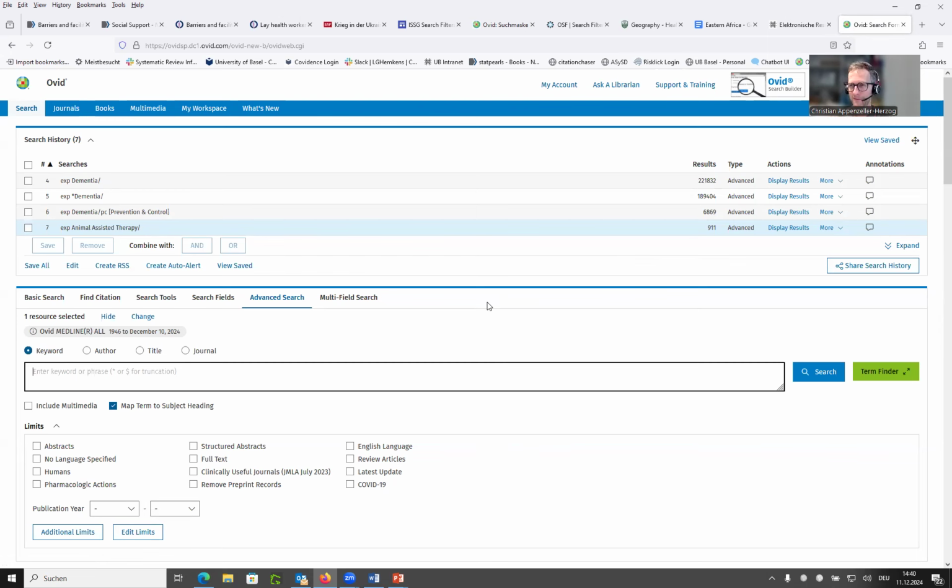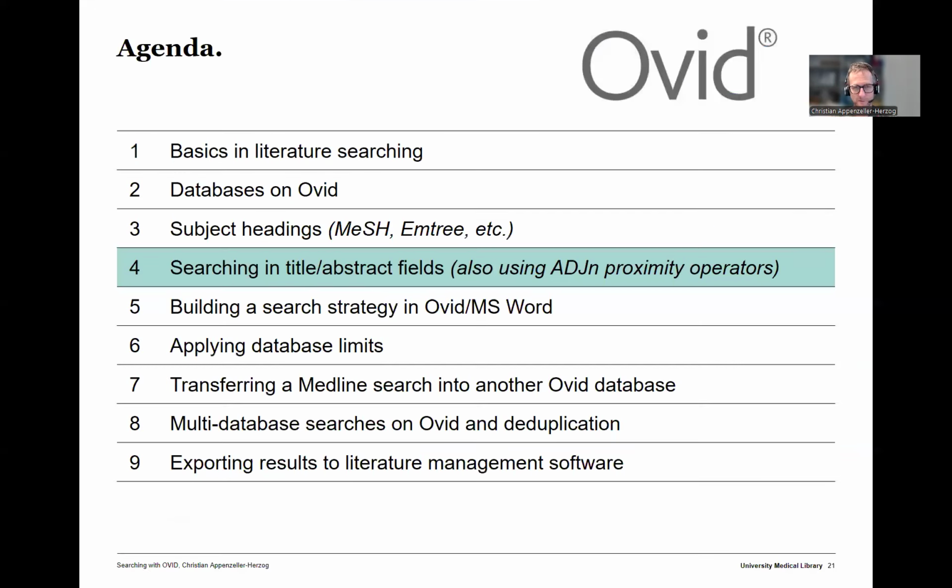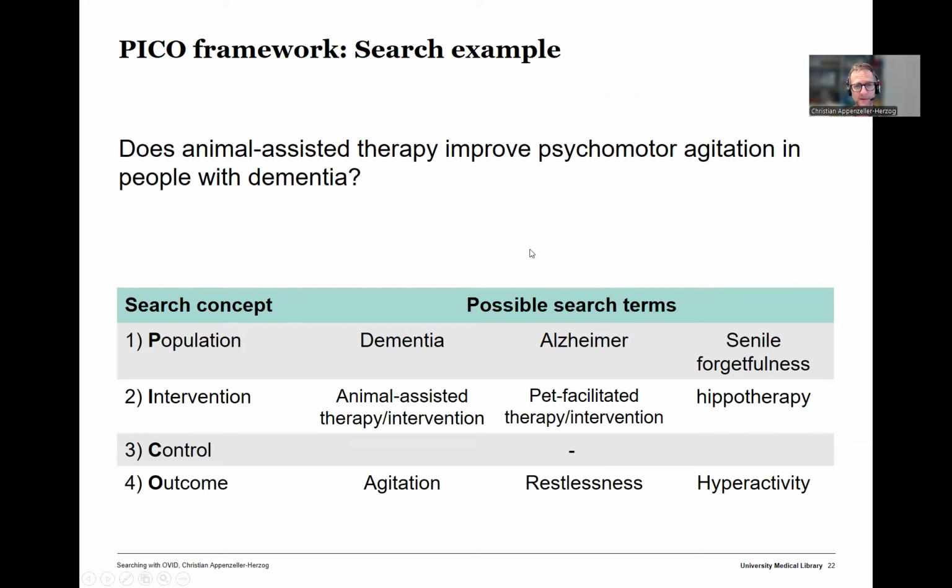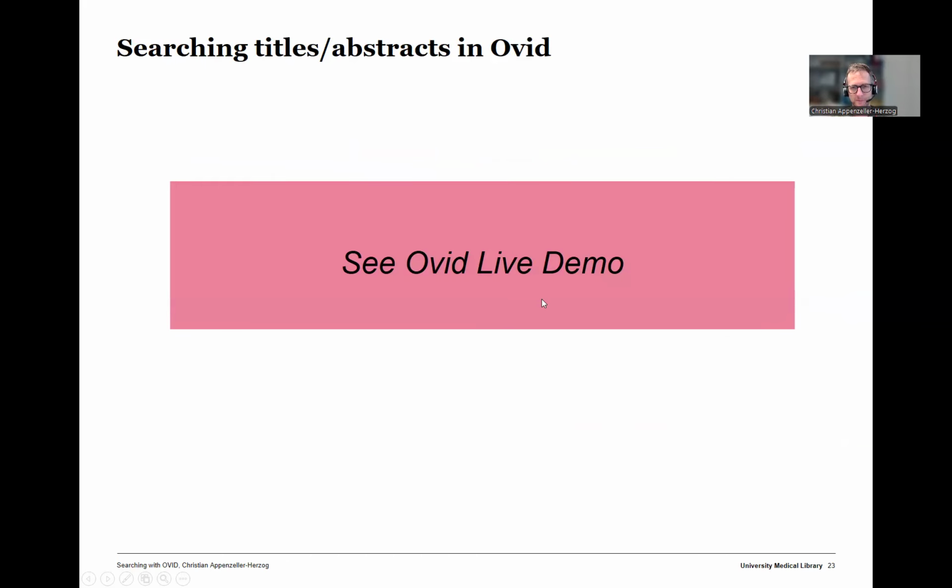Okay, so this is searching with subject headings. And we will now turn in part number 4 into searching in the title and abstract field. So for this, we are now going to need these synonyms that I have prepared in this table. And I am going to actually focus now on the animal-assisted therapy part. Okay, so on the intervention concept.